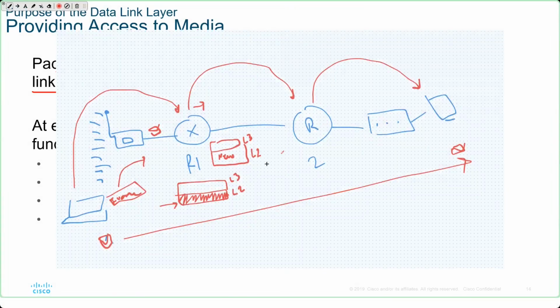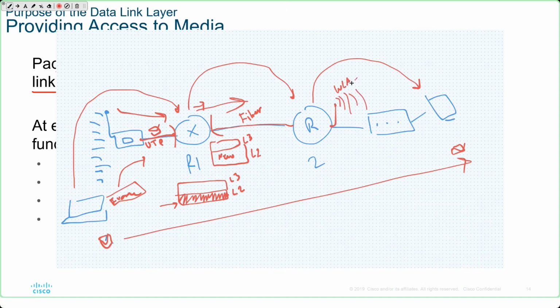Why does it have to do that? Because when it received a frame on this and it had to send it on this location, it is possible that this medium is different than this one. It is possible that this is UTP cable, and this one between R1 and R2 is fiber cable, following different standards. And this one could have been Wi-Fi as well with this router. So it would be a WLAN.